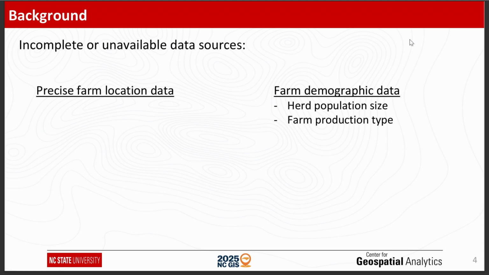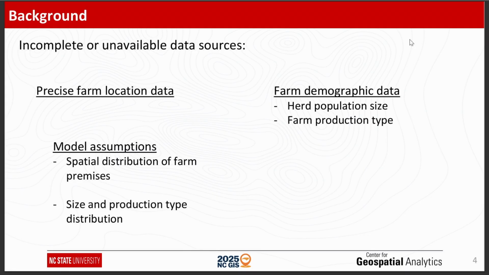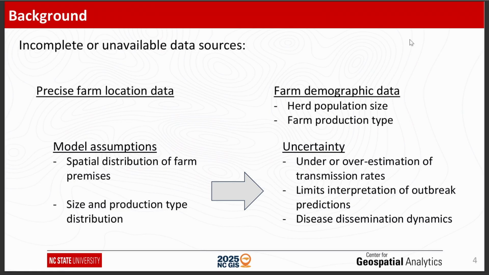So we're limited on the data that we have to build these spatial epidemiological models. And when we don't have this data, we're left making assumptions. So we're left using random spatial distributions of farms and estimating or simulating the size and production types of these farms. And when we do this, we inherently integrate uncertainty into our models, and that can under or overestimate the transmission rates and limit our interpretation of disease dynamics and outbreak predictions.